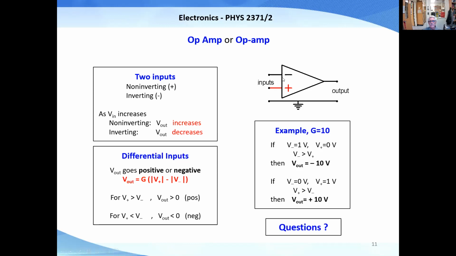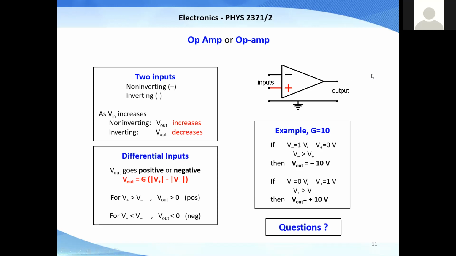If you just remember this: if whatever is on the plus is higher than the minus, you get a plus voltage out. If whatever is on the negative is higher than what's on the positive, you get a negative out.